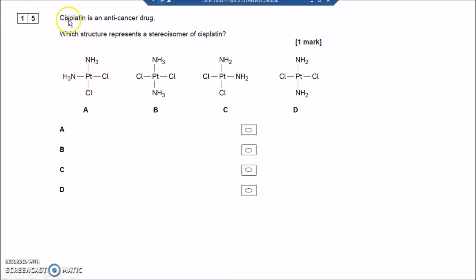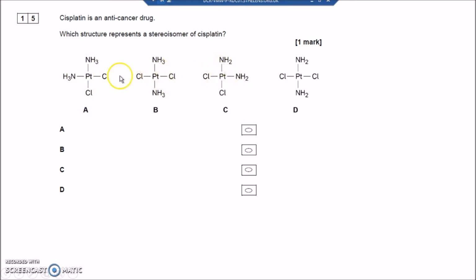Cis, incidentally, and trans were the old words for Z and E. So cis means on the same side, Z. E means opposite, like the two Cl's. This is cis or Z, and this is E, opposite, or sometimes called trans. So this is Z-platin, in other words, cisplatin. This is the normal kind with two NH3 groups and two Cl's. Now the stereoisomer of this cisplatin is transplatin, where they're opposite, almost Z and E.